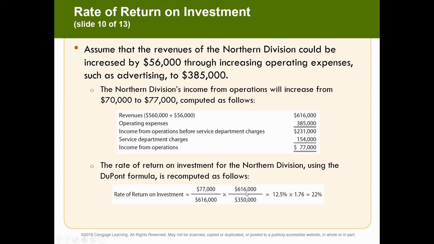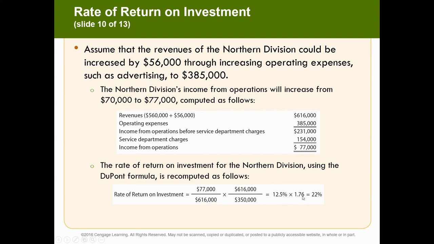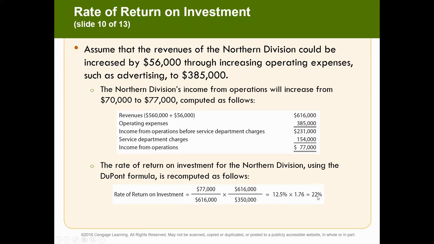And of course, we take our sales, $616,000, divided by $350,000, which was the previous amount. That gets us to 1.76. If we take our 12.5% times our 1.76, we can see an increase of rate of return on investment to 22%. As you recall, that was 20% earlier. So that's a 2% increase in rate of return on investment by simply increasing our revenues and also increasing our operating expenses. Everyone sees how we got there?